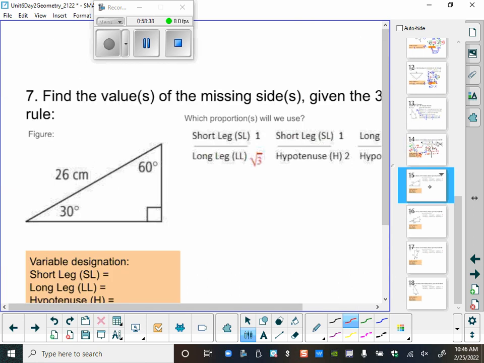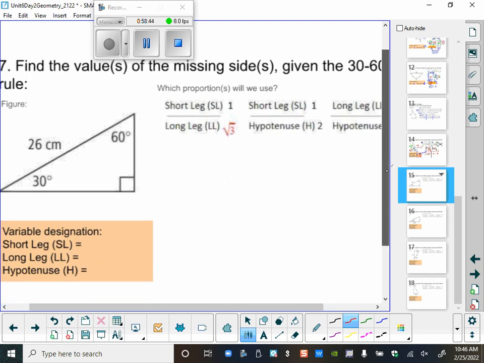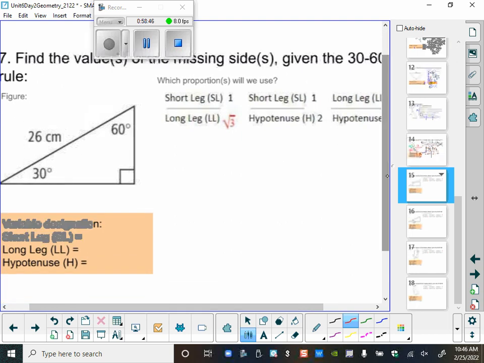Let's have a look at what we have over here. Okay, in this case, what's given to us? What do we know right off the bat? The hypotenuse is 26 centimeters. All right, that's a good start, Jason. Hypotenuse, 26 centimeters.